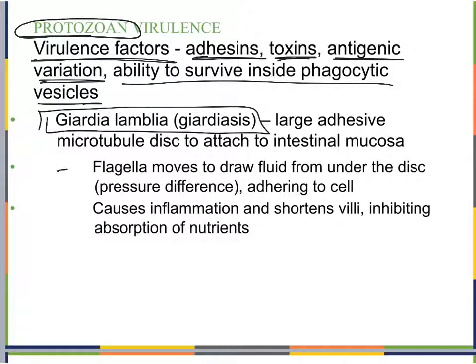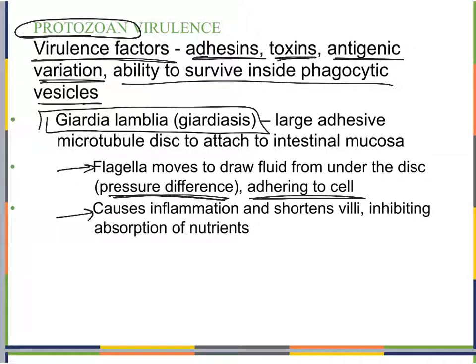So the flagella, the Giardia lamblia, if you look at the organism, it has flagella on it. It has this microtubule. It attaches to the intestinal mucosa. Then this flagella is moving, and it draws fluid from underneath the disc. And so there's this pressure difference. So as it's drawing the fluid from underneath the disc, it's going to cause that disc to press further and further and further into the cell. And that's what allows it to adhere to the cell.